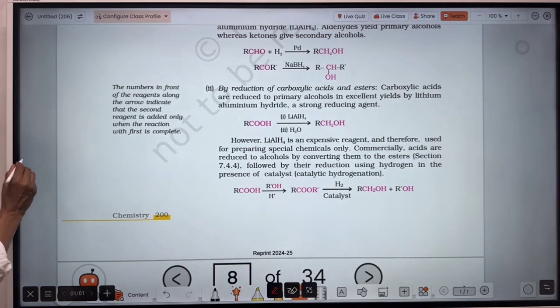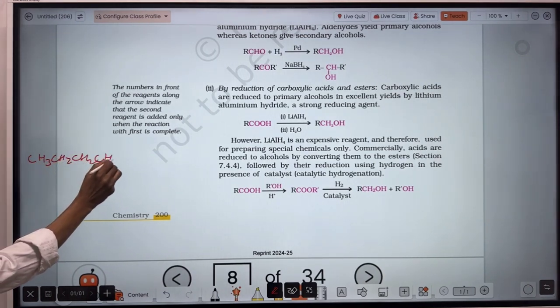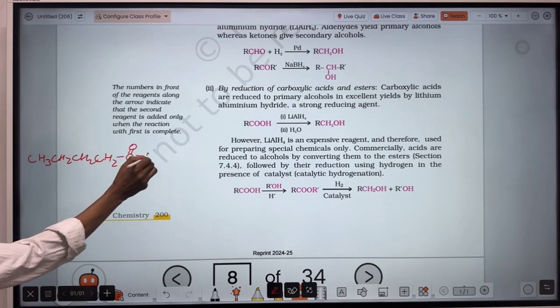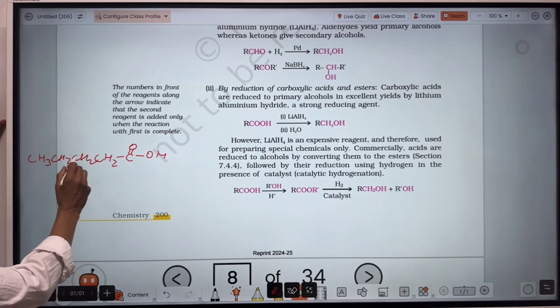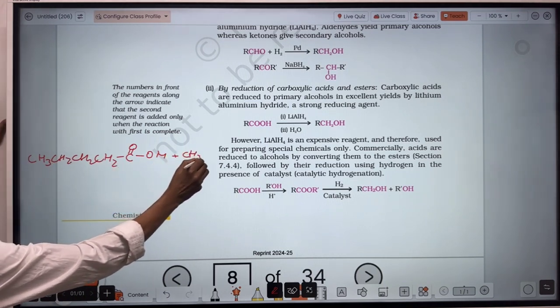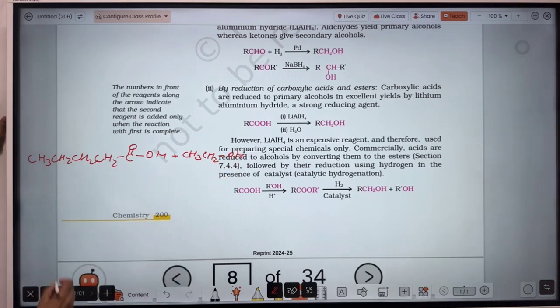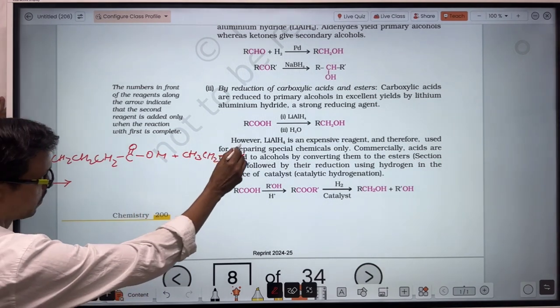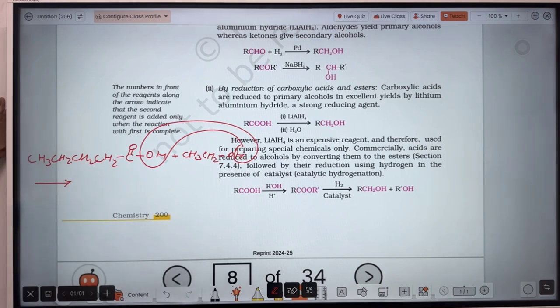Suppose you have this carboxylic acid. So this carboxylic acid, that is 1, 2, 3, 4, 5, pentanoic acid. Pentanoic acid, you just react with ethanol. How does the reaction take place? When carboxylic acid reacts with alcohol, then the hydrogen of alcohol combines with OH of carboxylic acid and forms H2O.